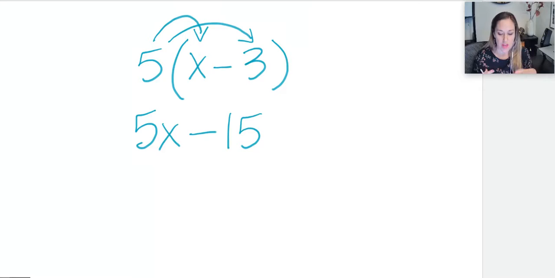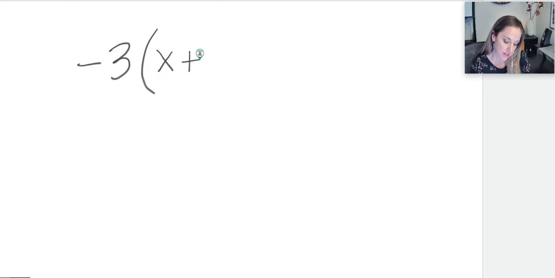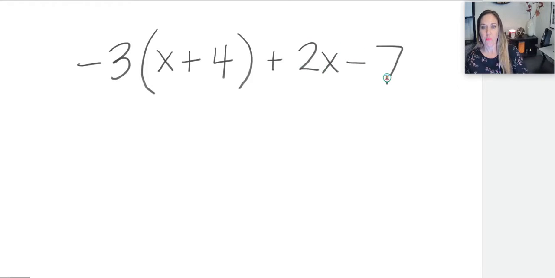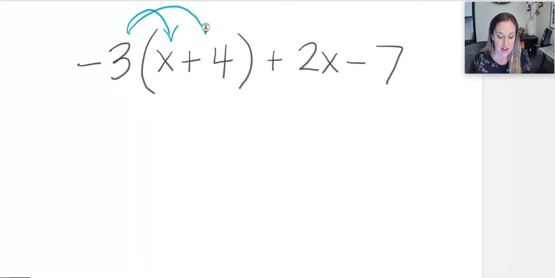And so it goes along with combining like terms, because you're going to have to sometimes use the distributive property and then combine your like terms. So let me show you an example of that. So if you have, let's go with a negative 3 times x plus 4, and then we have plus 2x minus 7. Okay, now when you use the distributive property, you only multiply that number outside the parentheses to the terms inside the parentheses. So I will only multiply negative 3 times x and negative 3 times 4. I will not multiply the negative 3 times the 2x. Okay, so let me get rid of that. All right, because the 2x and the negative 7 are not in parentheses.